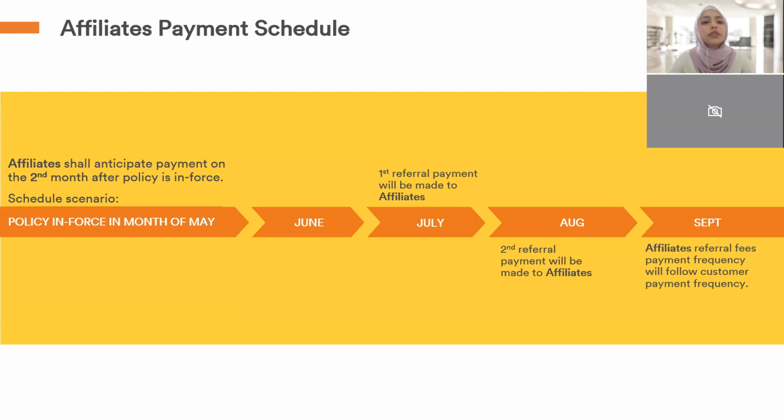Okay, so this is the affiliate payment schedule. Affiliates will receive their payment after the second month of the policy in force. The reason is because we want to take into account the cooling off period or the free look period that I was mentioning just now when I talked about the products. So for example, if you close a sale in May, by July, you should be able to get your first referral payment already. And then in August, you'll get your second referral payment, and that's how it will work.